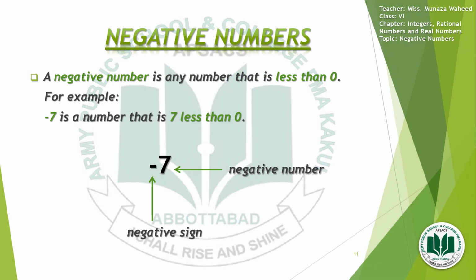Now let us see what negative numbers are and how they look. A negative number is any number that is less than 0. For example, -7 is a number that is 7 less than 0. A negative number is represented with a negative sign or a minus sign.